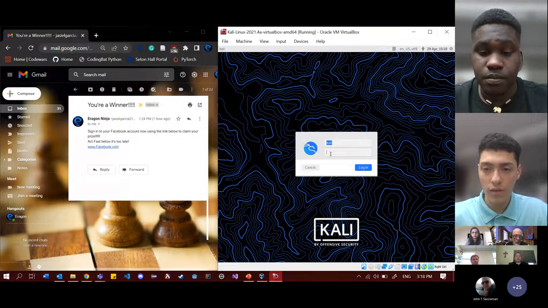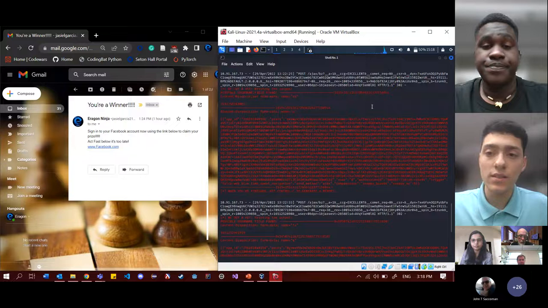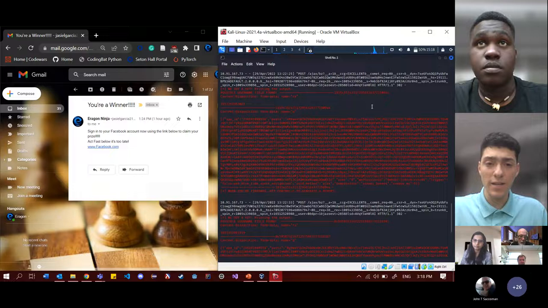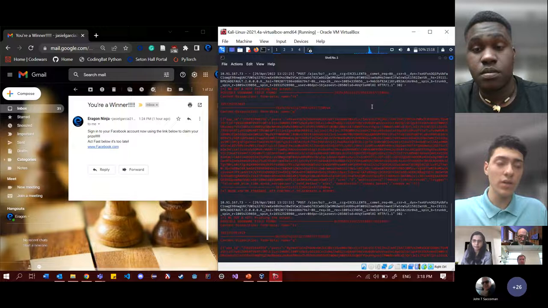Okay, so on the right side here is our example of a social engineering attacker, and here the attacker has created a clone of, it could be any website, in this case a Facebook website. So what they've done is clone a website and send an email with the link to Facebook. On the left side here is the victim machine.